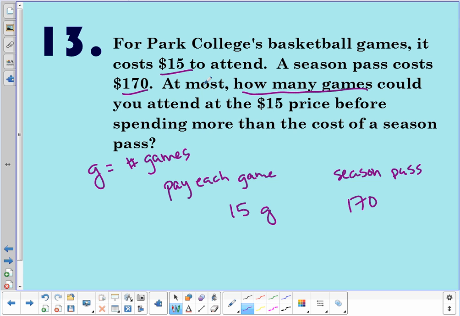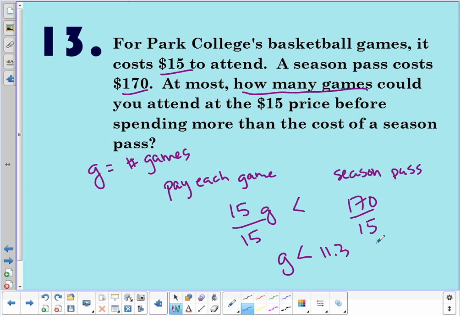Now it says, at most, how many games could you attend before spending more? So you want this to be less than the cost of the season pass. That's what you're looking for, is how many games can you go to before spending more than the season pass. So let's divide by the 15 there and see what we get. I have no other fees here, nothing else that says it's charging you for. So I do G, so that's not equal to, just less than. Less than. And then 170 divided by 15 is 11.3.